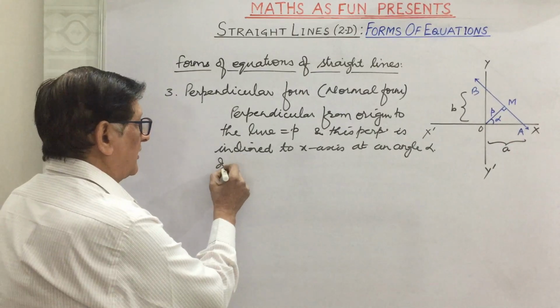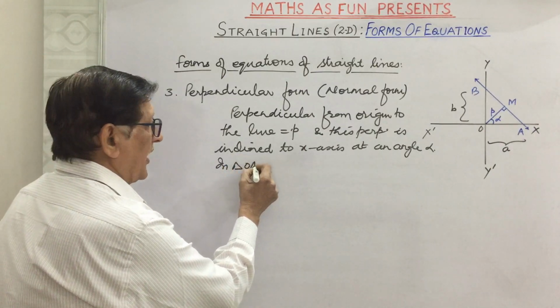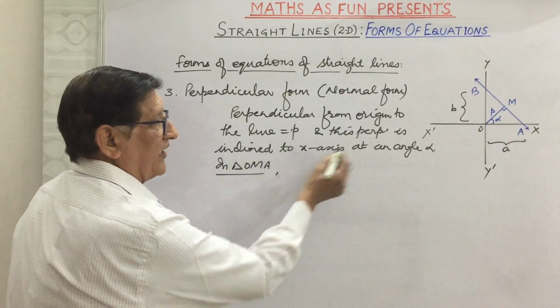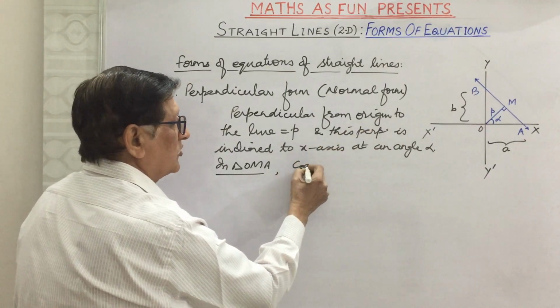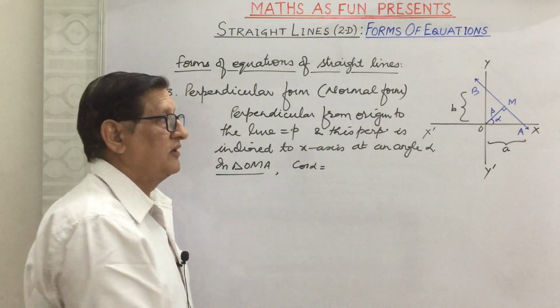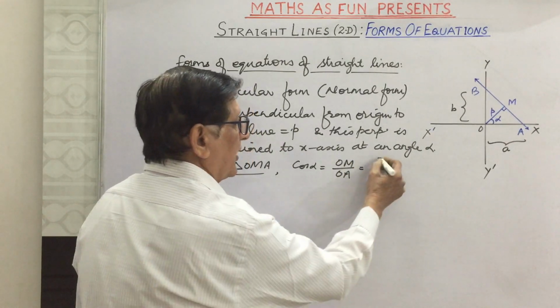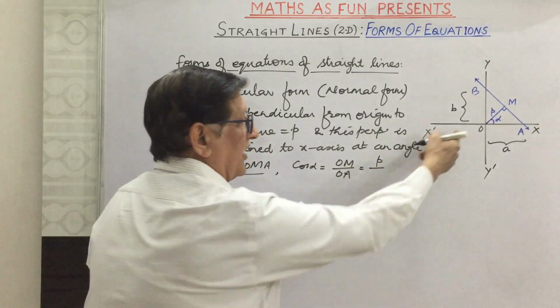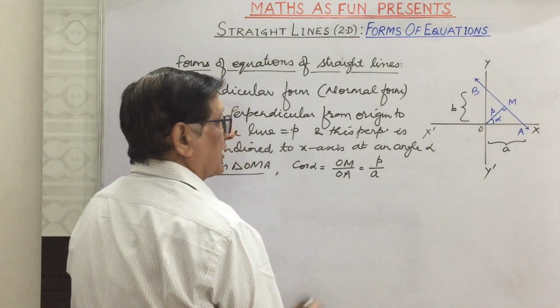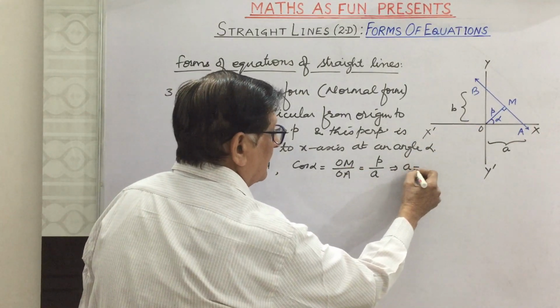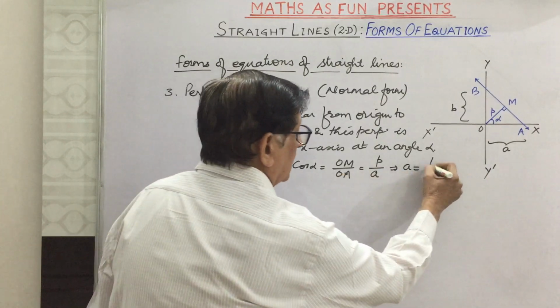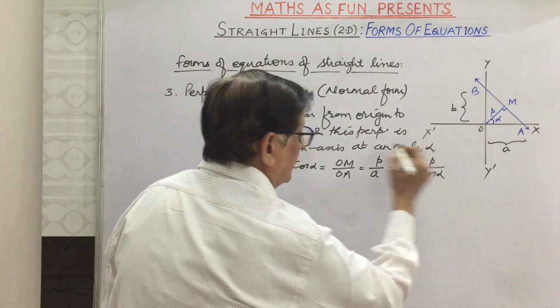So in triangle OMA, if we find the value of cos alpha, will that be OM upon OA? OM is P. OA we have taken as A. Can we find out the value of A from this? That will be P upon cos alpha.